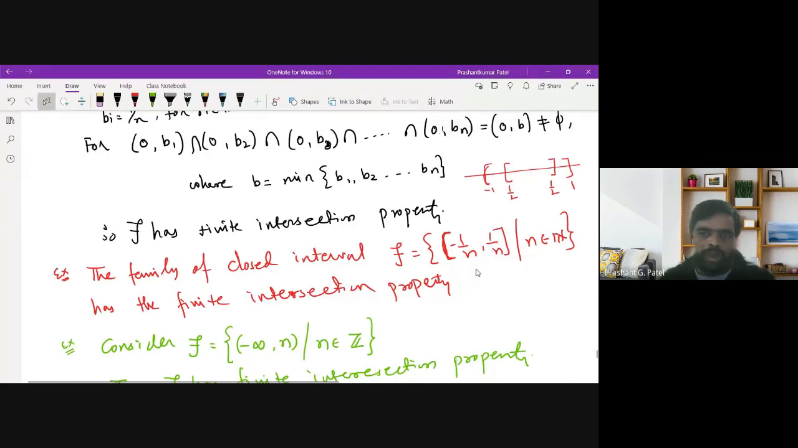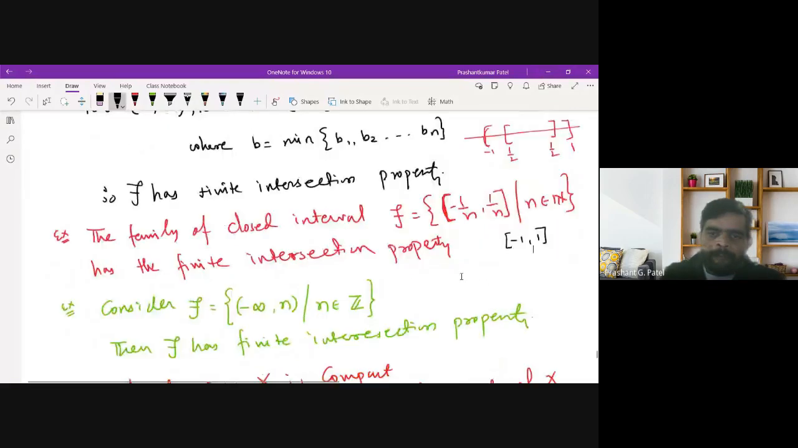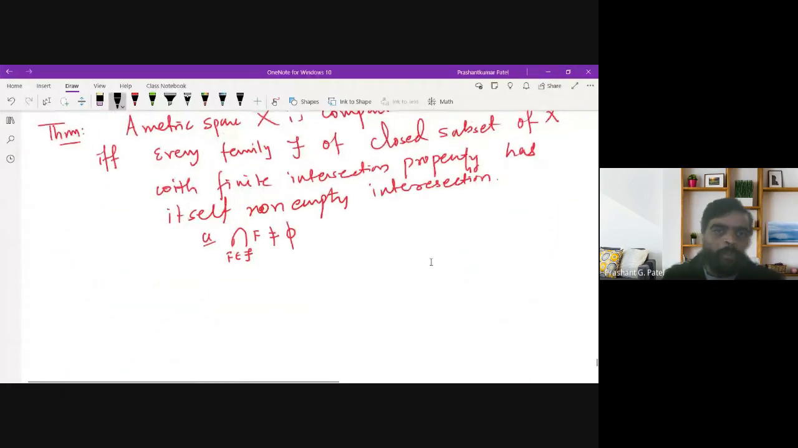For this, we can apply that result. All of them are subsets of the closed interval -1 to 1. Since this is a compact set, we know it is a closed and bounded subset of R. The intersection of all these has the finite intersection property. So in that way also you can prove that the closed interval -1 to 1 is compact. So this is another way of looking at compactness. Let us try to prove this statement.